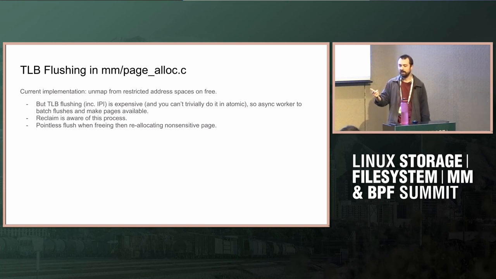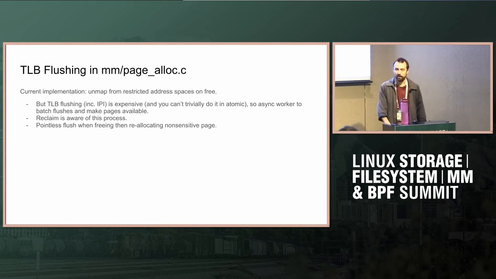you're freeing a non-sensitive page, you're unmapping it, flushing the TLB, and then you're just reallocating it again as non-sensitive, mapping it back in again, and that TLB flush is pointless. We can actually get rid of the worst of the performance impact of this, because it's really easy to batch things up, and you can then just do a global TLB flush, and then everything on the async list is ready to be reallocated, but it's still not great.